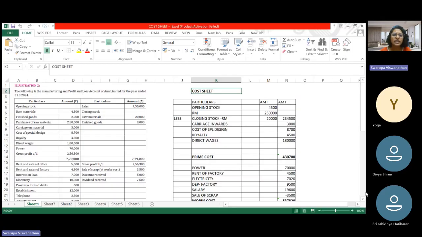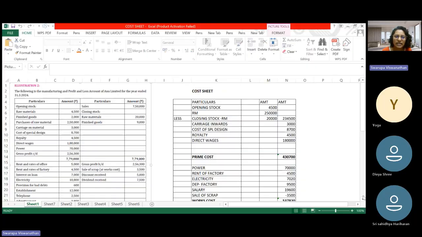With respect to material and labor, the formulas, like the Halsey-Rowan plan, for how the labor cost is being calculated under different methods, you need to remember, because they can come as a 2-mark MCQ. I don't expect a 7-mark question in that, but in 2-mark questions, you can expect calculations based on the formula.